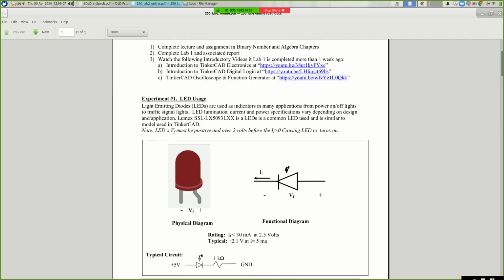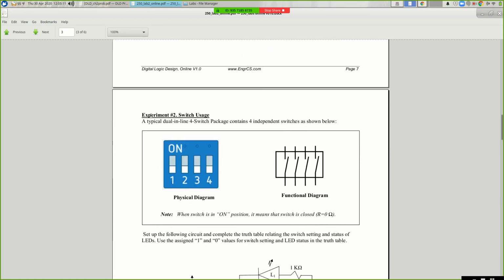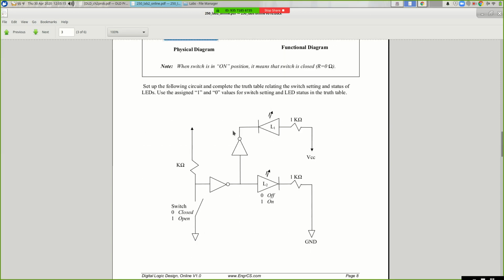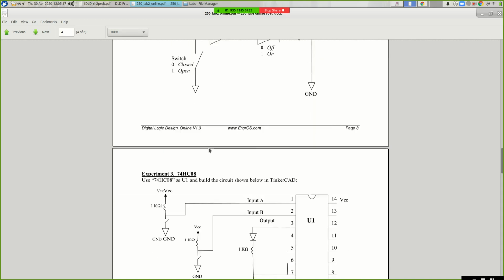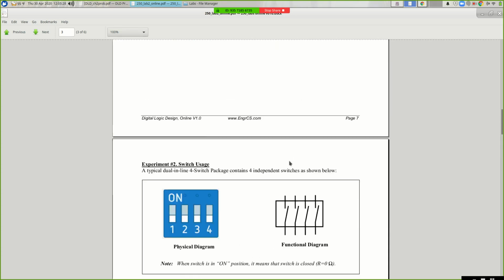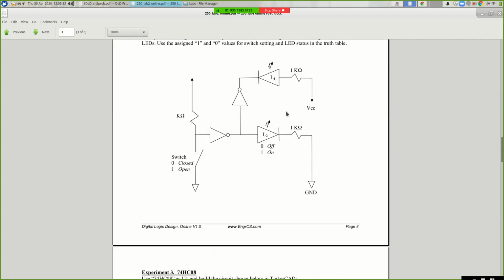All right, well, let's run through an example from Lab 2. Let's look at this experiment number 2, switch usage, and let's look at how to put this schematic together, because in experiments 3, 4, 5, you're given the chip, you're given the pin numbers, right? That sort of has already figured out the wiring for you. But let's talk about how you go from a schematic like this to actually building a circuit.